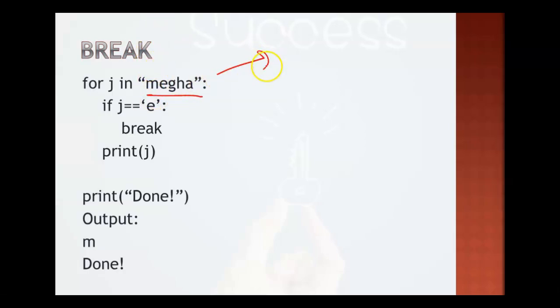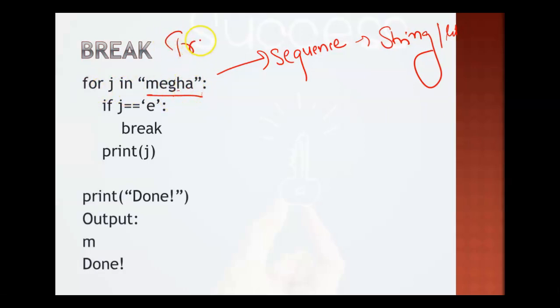I have taken a sequence here, and the sequence which I have taken this time is a string. You know very well, string and list, these all are sequences. So here it is a string, the name is written here. So for j in mega, this is a string. Now this is the syntax for traversal. Actually with the help of this statement you will be able to traverse all the elements of the string. So j in mega, now j is equal to e.